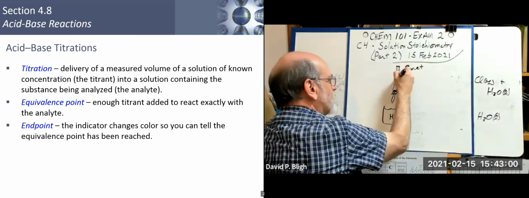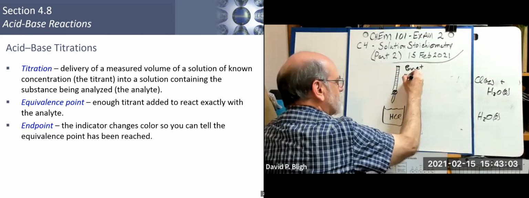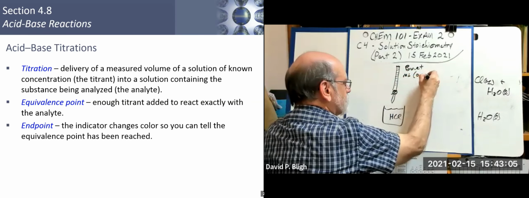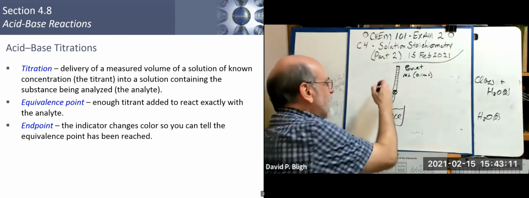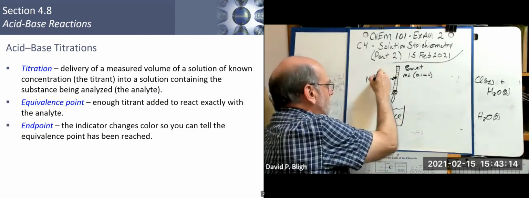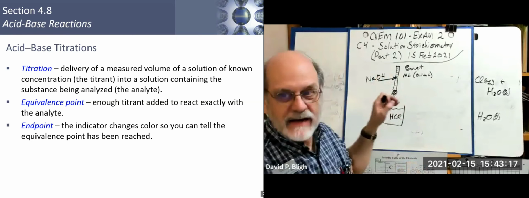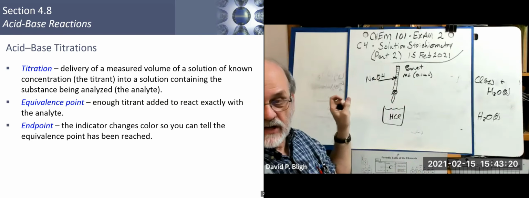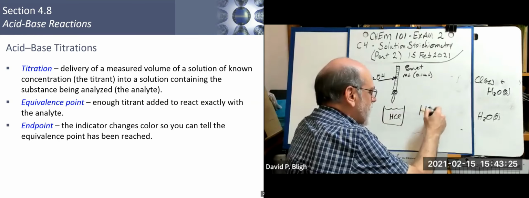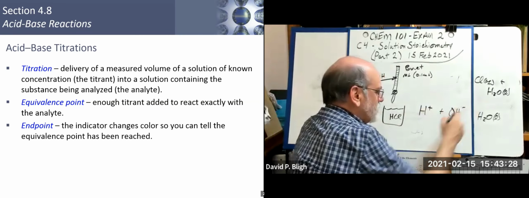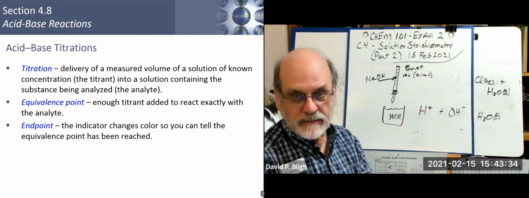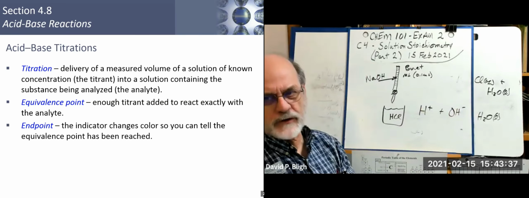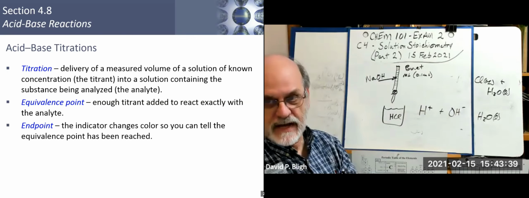And it's calibrated in milliliters and tenths of milliliters. Okay? So that allows you to put your base in here and add it in small amounts until you know that you exactly have equal hydrogen ions and hydroxyl ions. So this is a stoichiometry we call a titration. Now there are a whole host of different titrations. This is an acid-base titration.